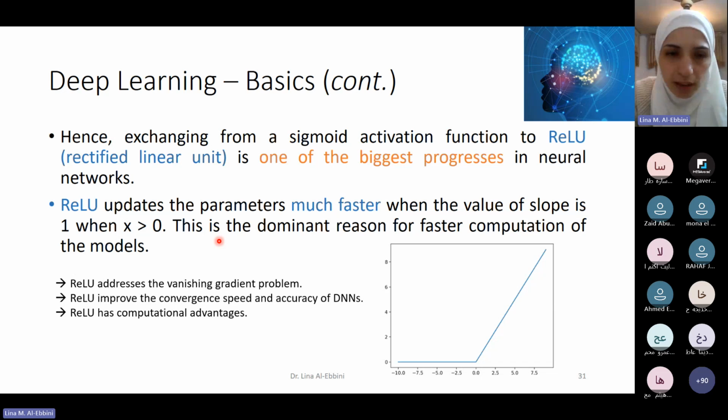So actually, we can summarize this point: the rectified linear unit addresses the vanishing gradient problem. So we avoid this problem, and improve the convergence speed and accuracy of deep neural networks, and it has computational advantages.